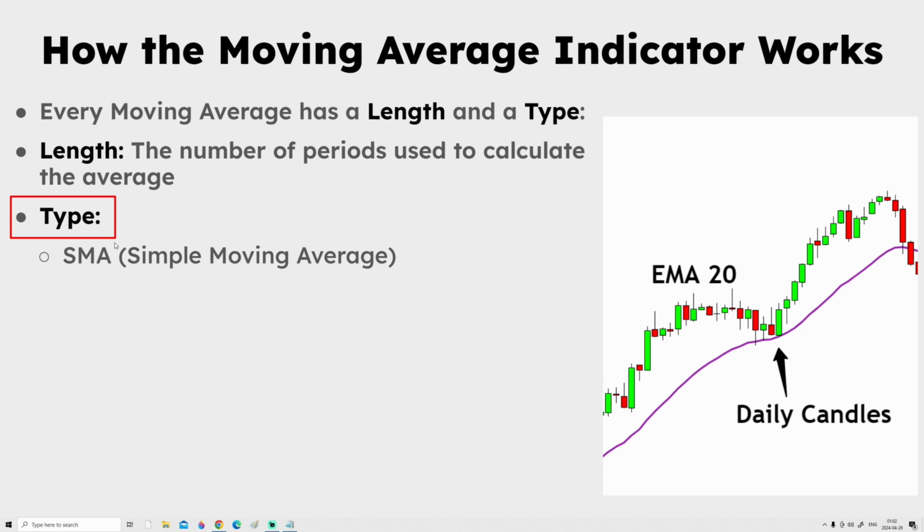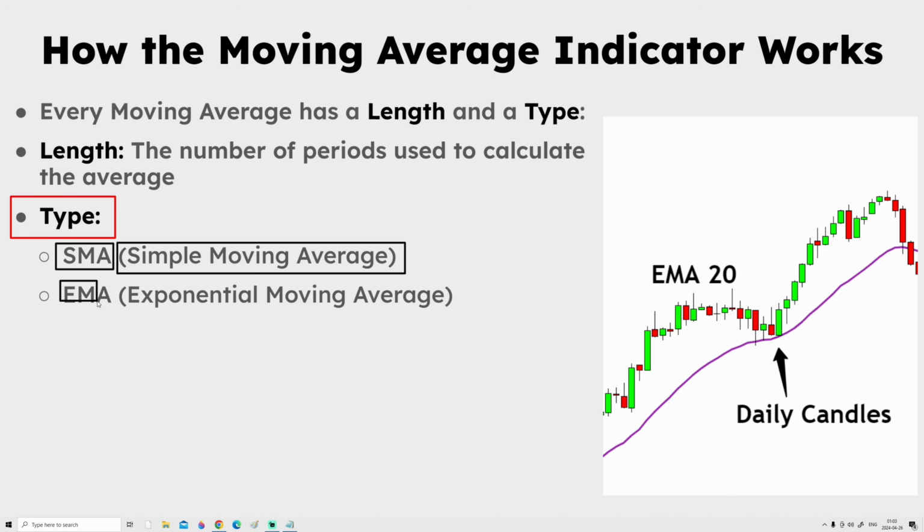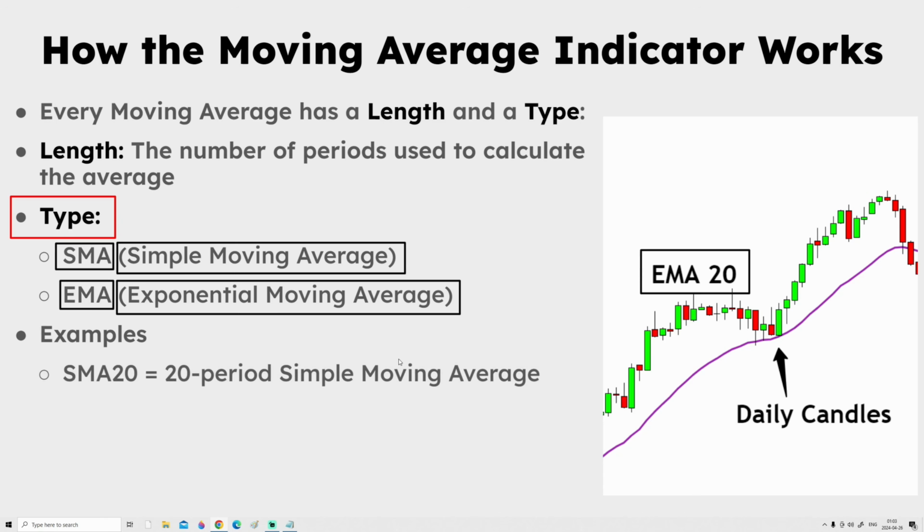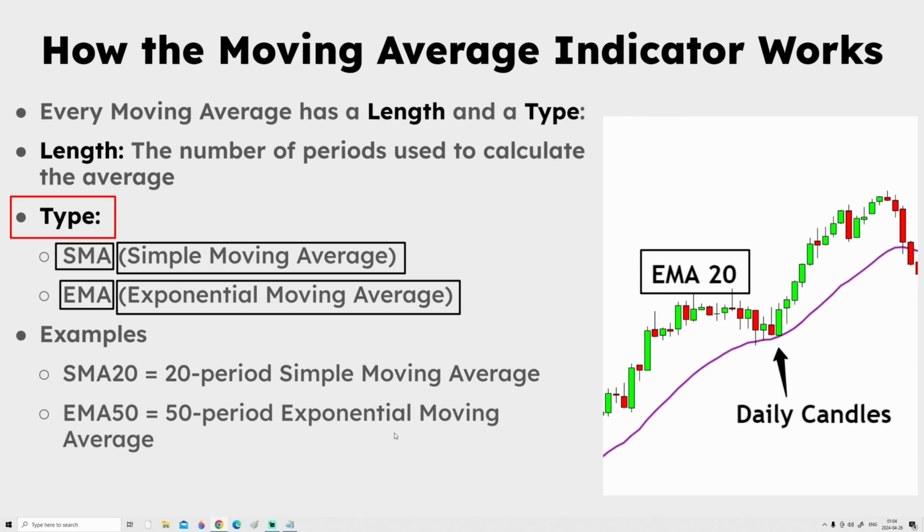The next classification we need to understand is the type. One of the most common types is the SMA, or in other words, the simple moving average. Another type is the EMA, which is the exponential moving average. And here on our chart example, we had an EMA 20. So this basically means that we have an exponential moving average based on 20 days. Here are some examples of full classifications. We can, for example, have an SMA 20, and that is a 20 period simple moving average. Or we could have an EMA 50. In this case, we're talking about a 50 period exponential moving average, and so on and so on.